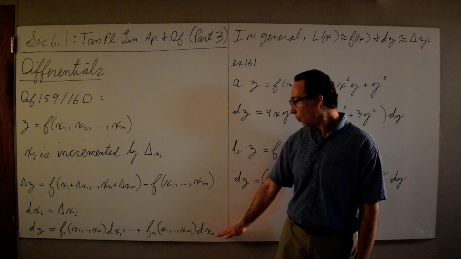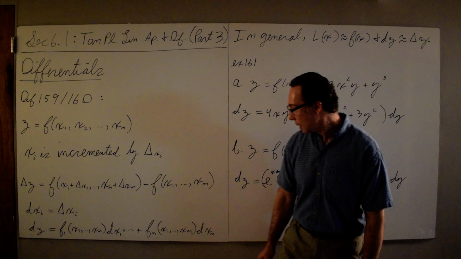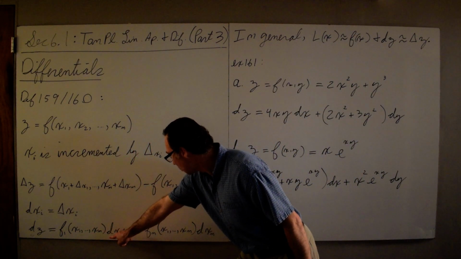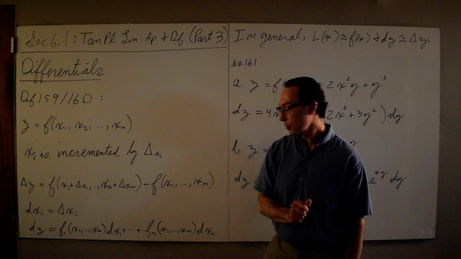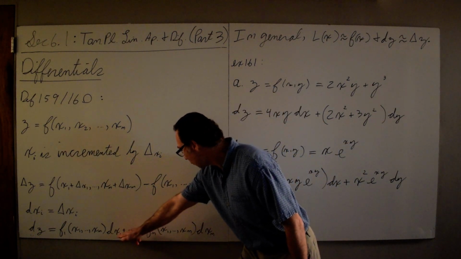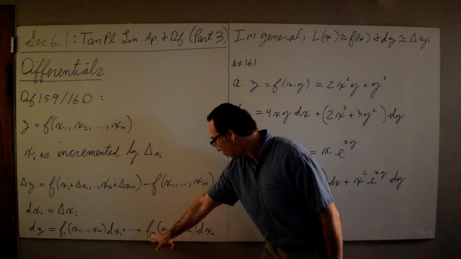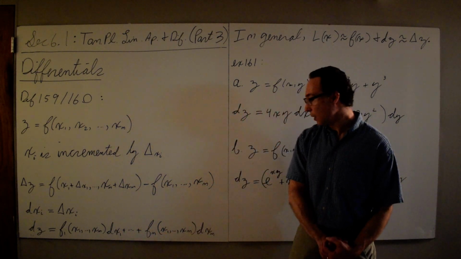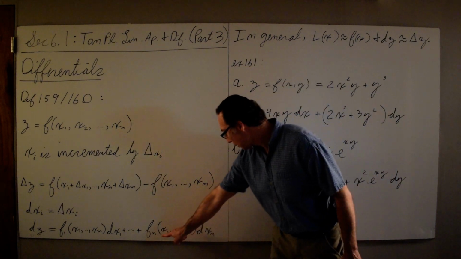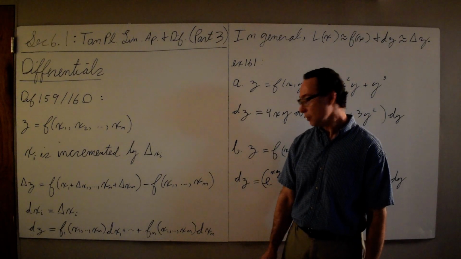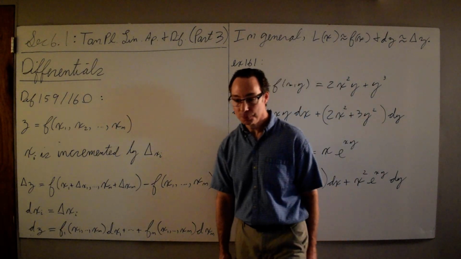the differential dz in a similar way. We take the partial derivative with respect to the first variable, multiply by the dx1. And we do that for all of those, and we add those together until we get down to the last one. We take the partial derivative with respect to the last variable, evaluated at our point, times dx sub n.